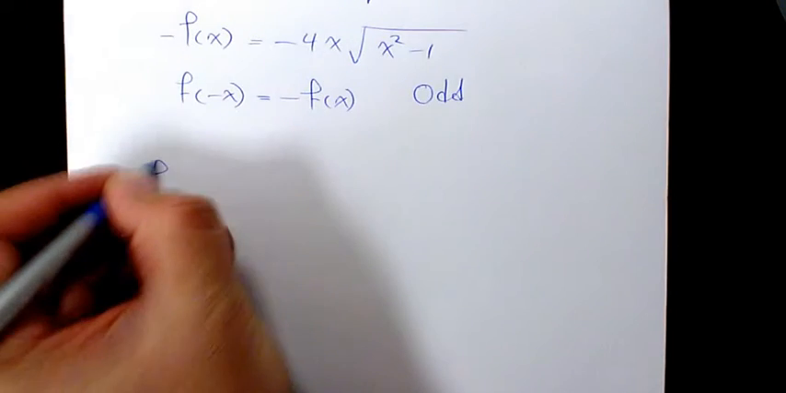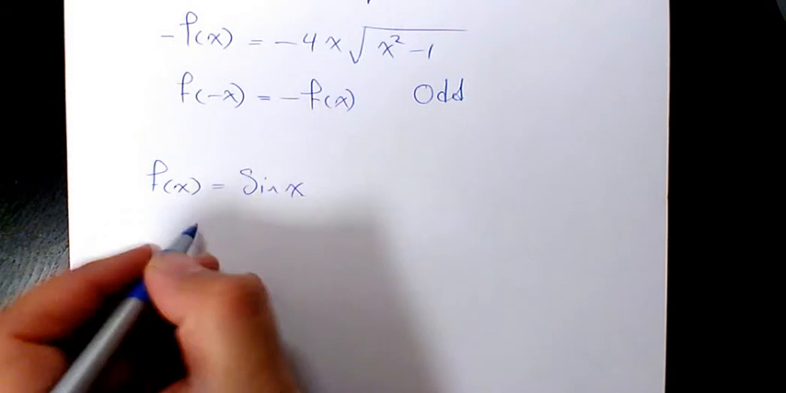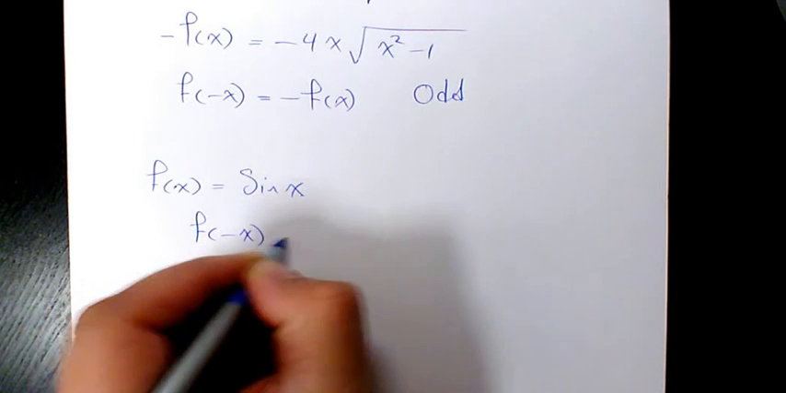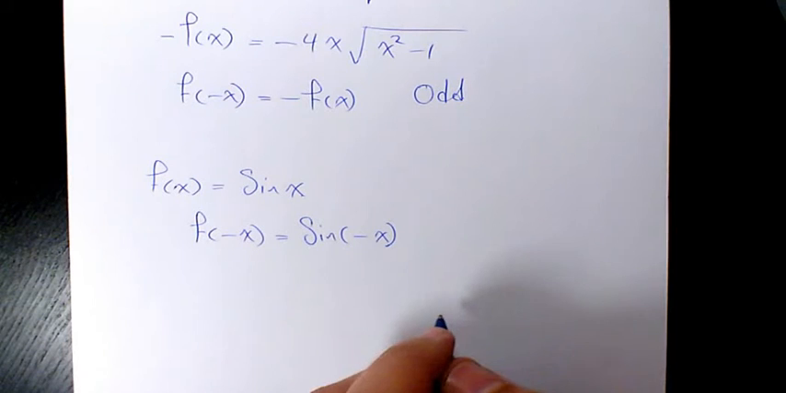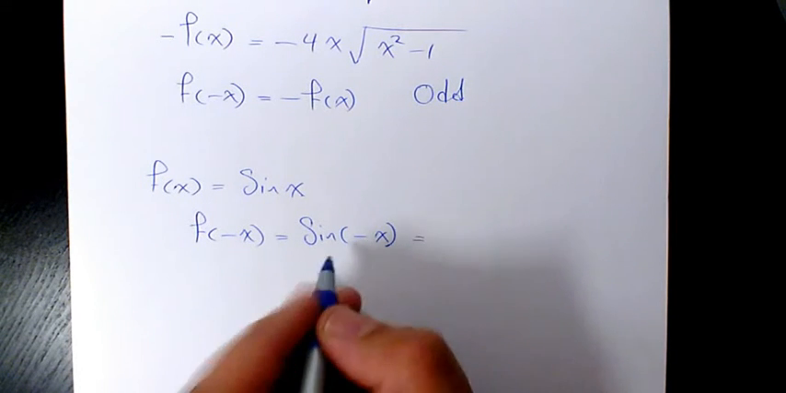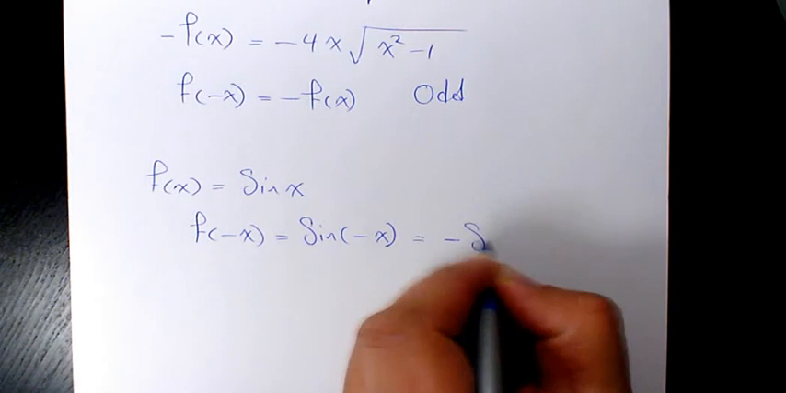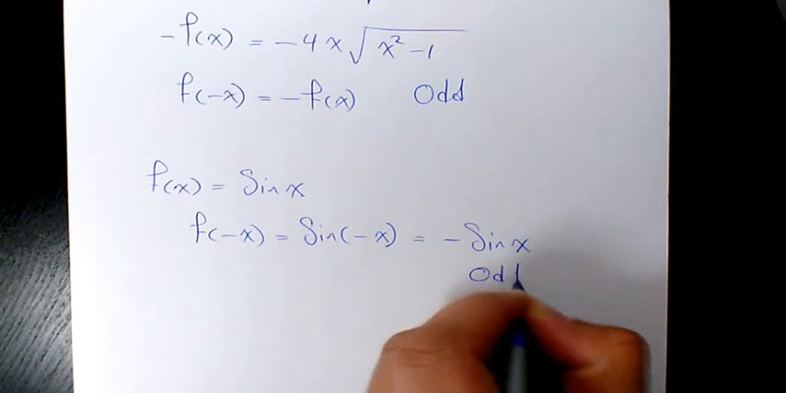What about a trigonometric function? f of x equals sine x. f of negative x is sine of negative x, which belongs to quadrant 4, and in quadrant 4 sine is negative, so it's going to be equal to negative sine x. So that's an odd function.